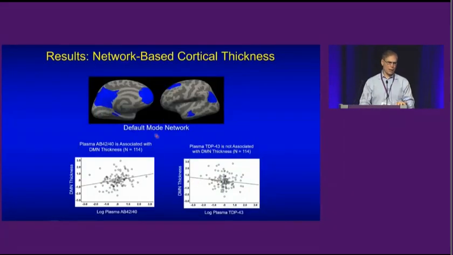So this is one last thing I'll show. We also want to try to dissociate or take out people at risk for TDP-43 from people who have more pure AD. This was an analysis that looked at the entire default mode network and finds a correlation with the plasma markers of AD, but not TDP-43. This is with a larger set of subjects, and it's not ready yet, but it's something we're going to keep looking at in the future.